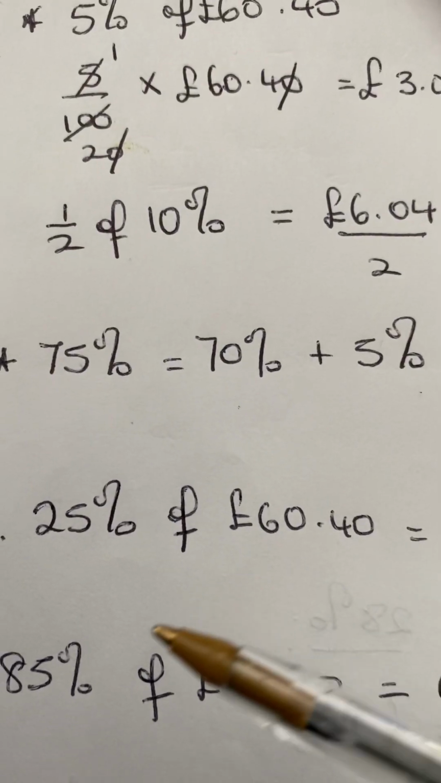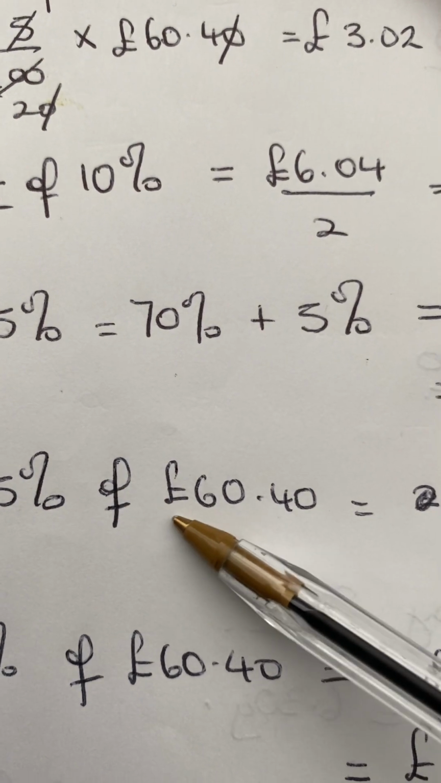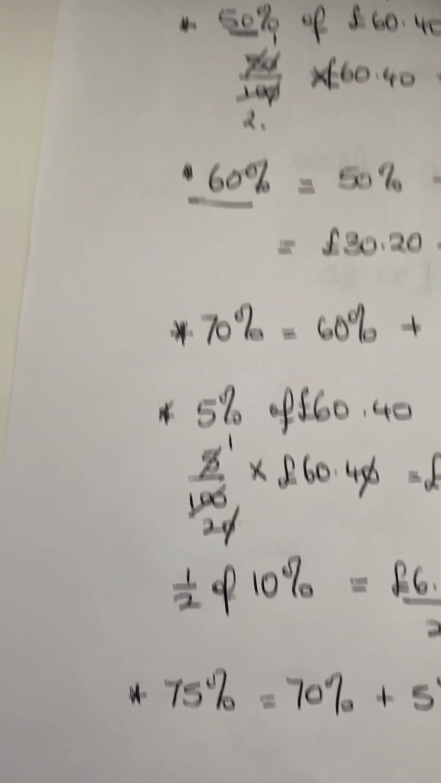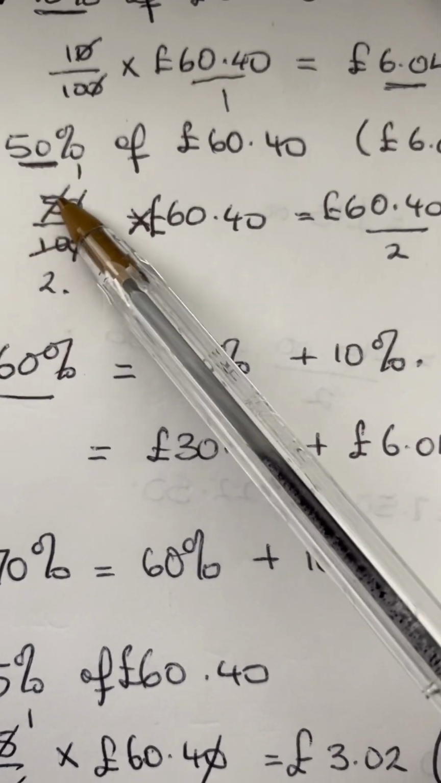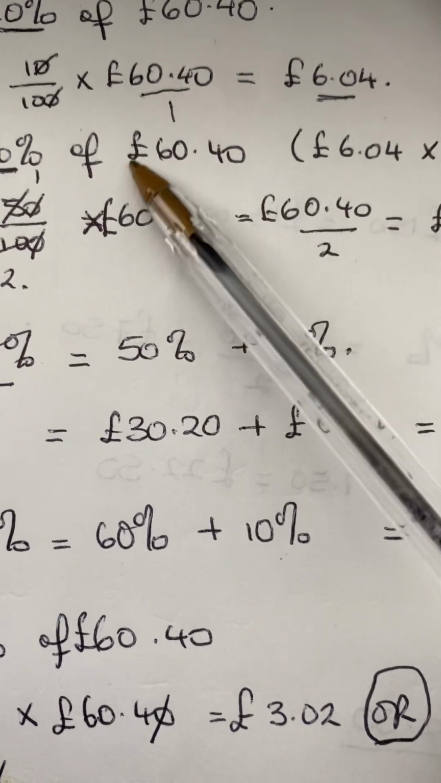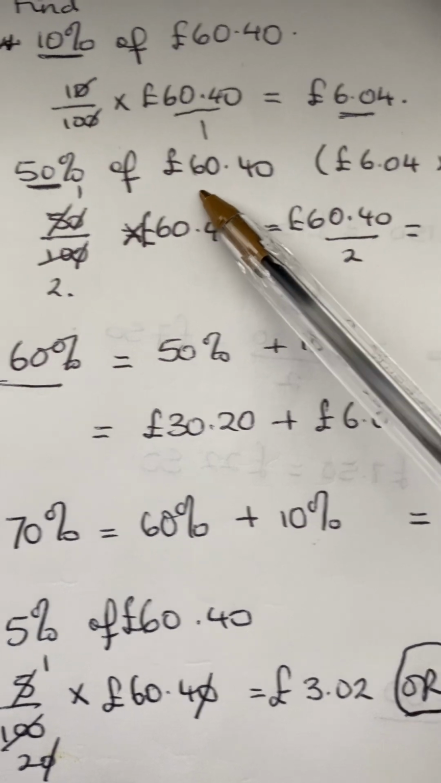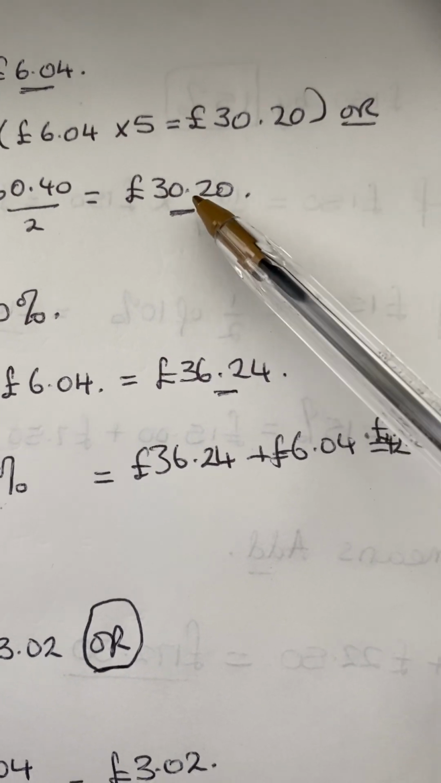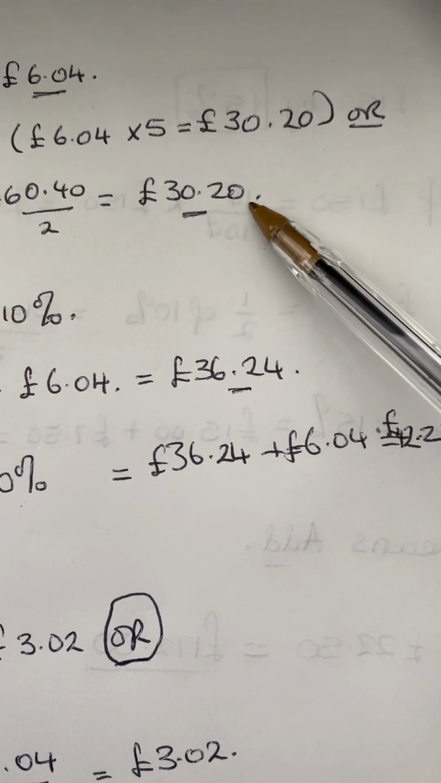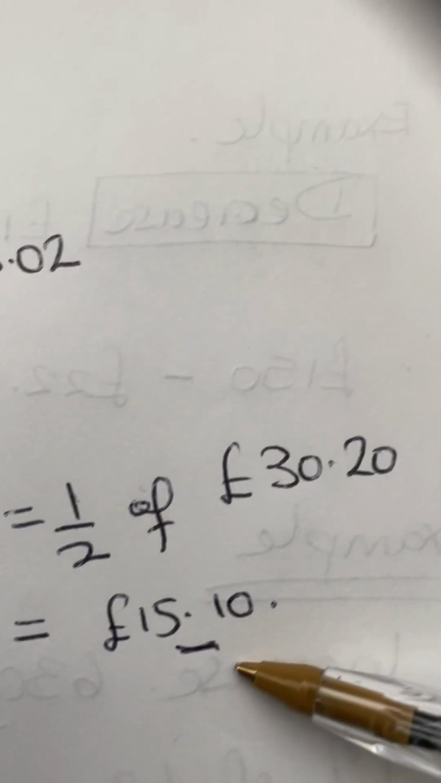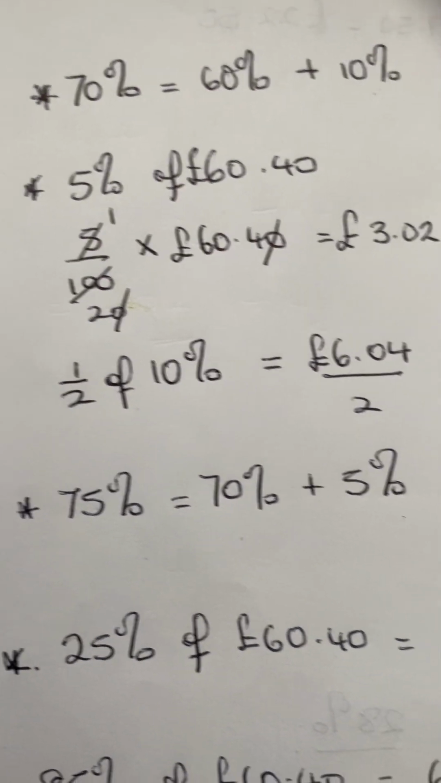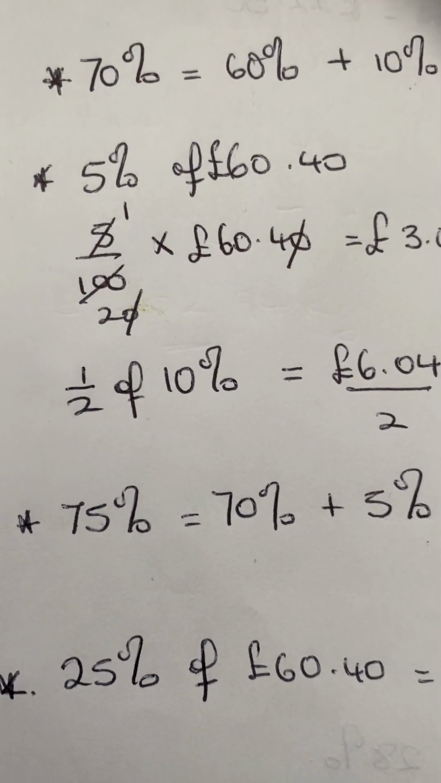Now, assuming they ask you to find 25% of 60.40, you already know 50%, which is half of this value. So whatever you get from this will be £15 and 10 pence, which I've written here. I think that would be the easiest one.